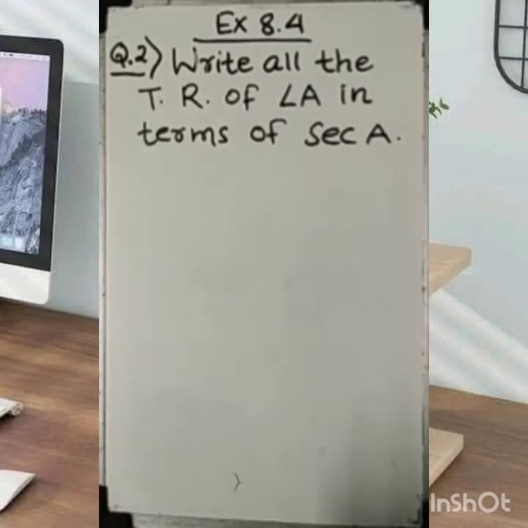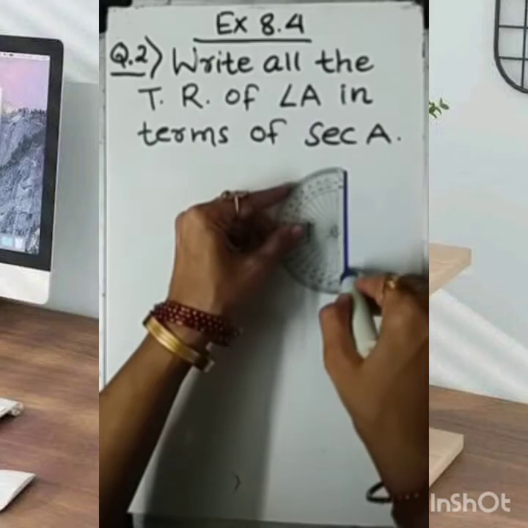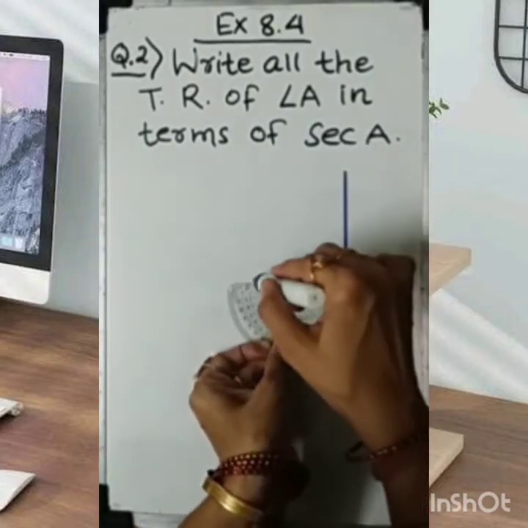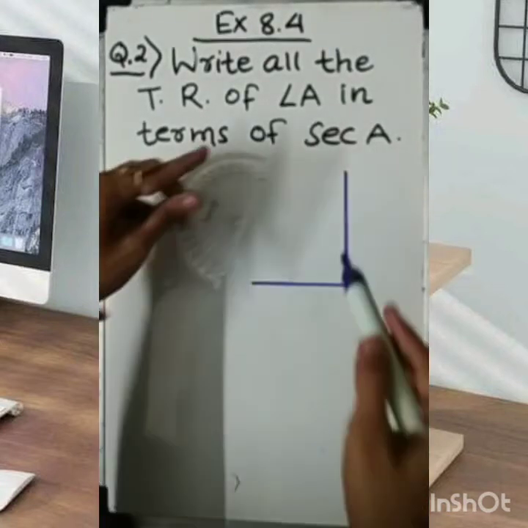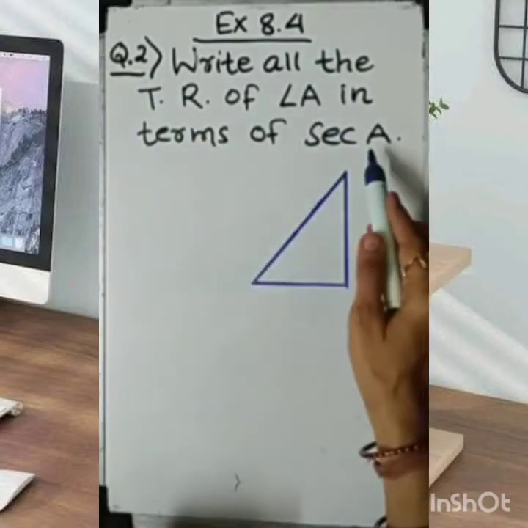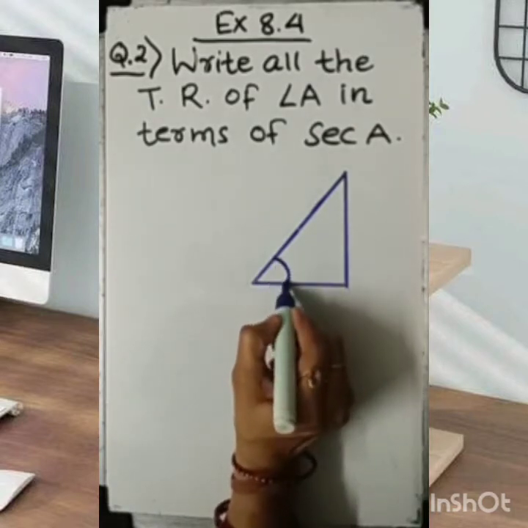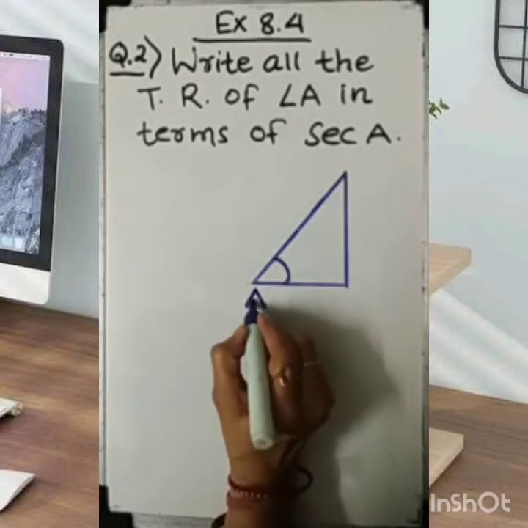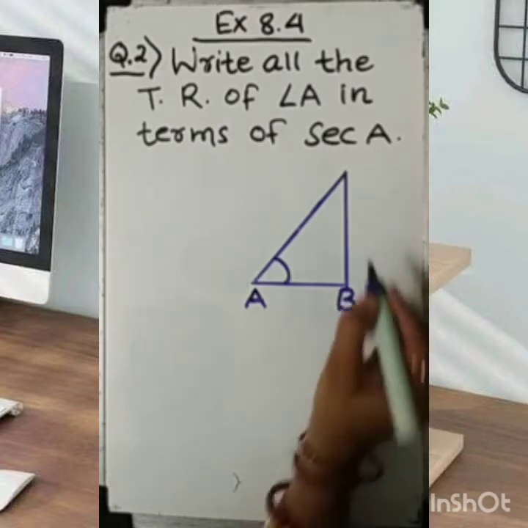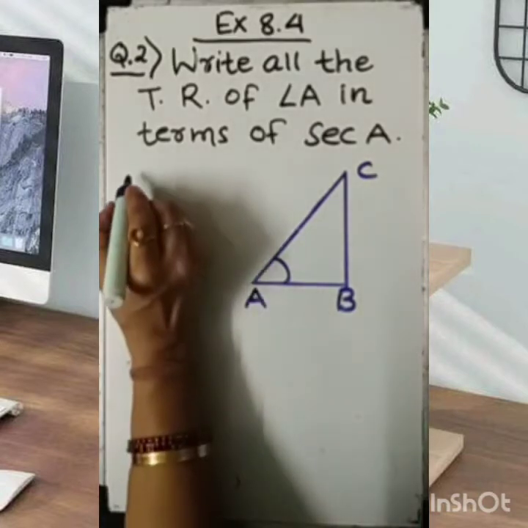Okay, so here I am drawing one right angle triangle, and I am taking this as triangle ABC. As we are having here angle A, which we have to consider as an unknown or acute angle, I am taking this angle A, this is angle B, and this is angle C. Okay, so let's note down in the beginning from there.